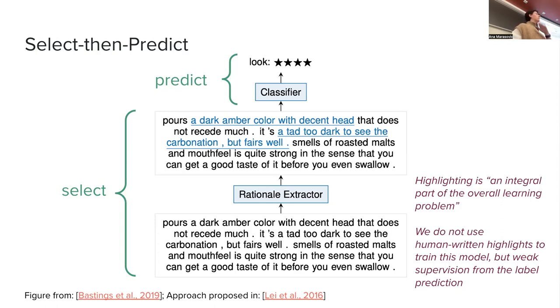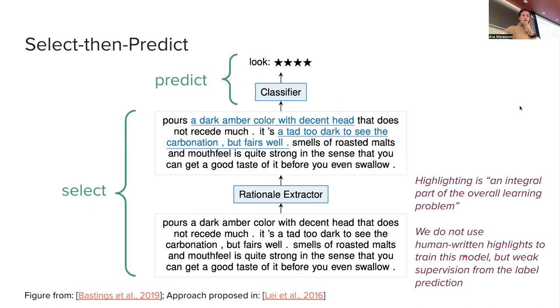This is something I have covered in the videos when I was sick with COVID. One of the approaches to highlighting that's not post hoc is the so-called select and predict approach, where you first have a so-called rationale extractor that assigns zero or one to each token, zero meaning you are not important, one meaning you are important. And then we zero out all the tokens that are not important and only pass to the predictor component of the model the tokens that survive.